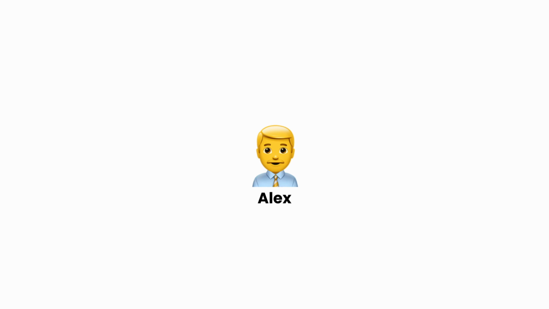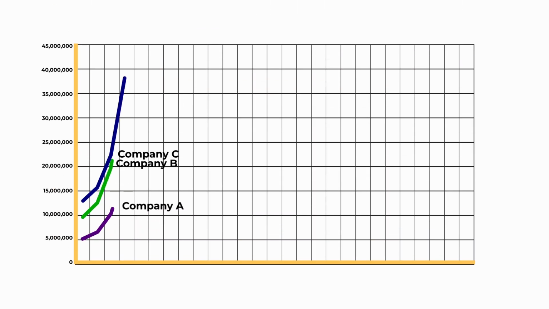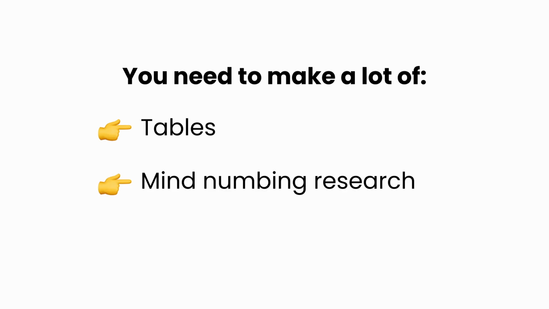But now imagine Alex also needs to do other things, like comparing prices across a lot of competitors. You need to make a lot of tables and do a lot of mind-numbing research. But now it gets a lot easier because you can just tell GPT, hey, grab information from our top competitors. Because it can scrape and then take actions on your behalf, Alex can essentially have an assistant that gets the research for him and then displays it.